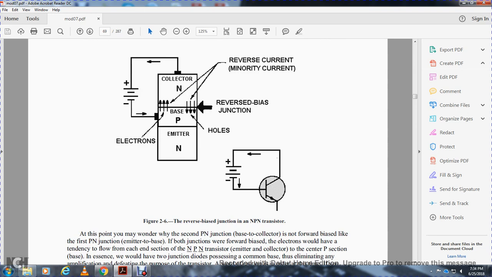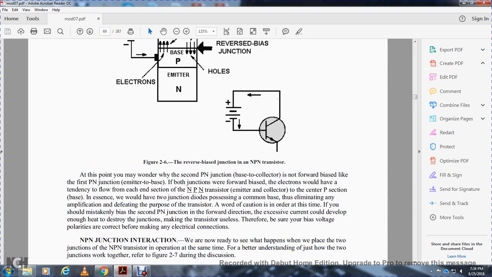So the emitter goes to the negative, the collector goes to the positive, and the base junction is reverse biased. This gives reverse current, minority current, electrons and holes. At this point, you may wonder whether the second positive-negative junction, from the base to the collector, should be forward biased, like the first positive-negative junction, emitter to base.